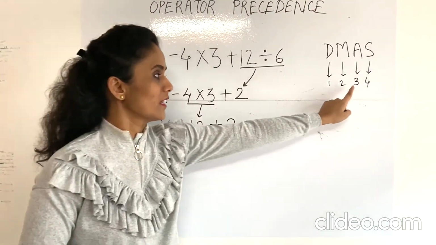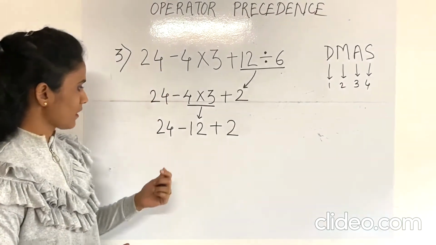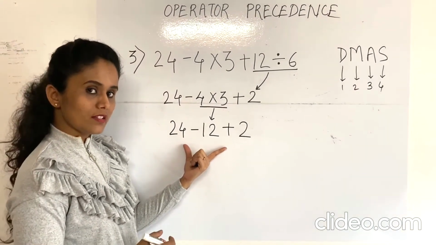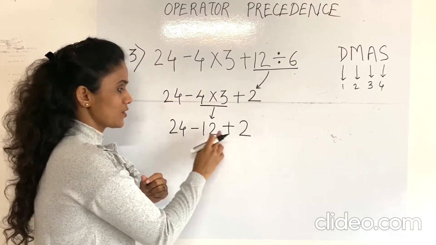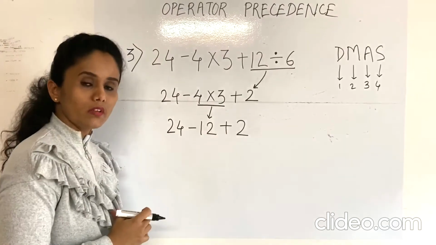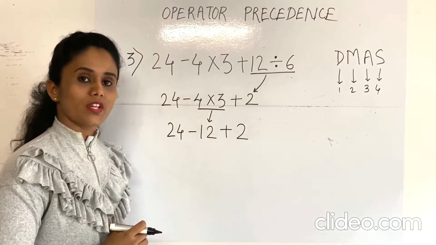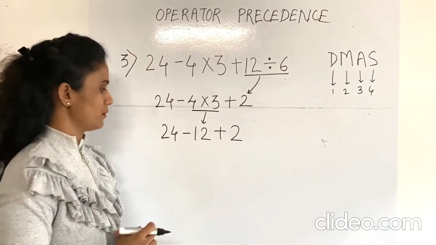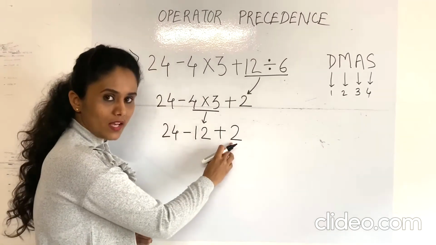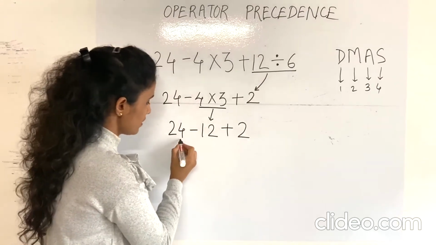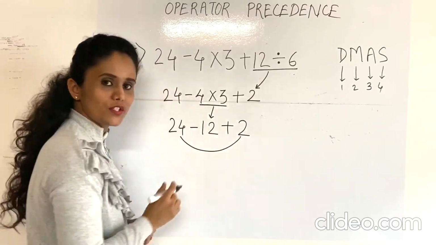And the next part is addition. Which part of this will you add? We will not add this part because this is subtraction and this is addition. We will add only those numbers which have positive signs in front of them. So 24 has positive, 2 also has positive. We will be adding 24 and 2.